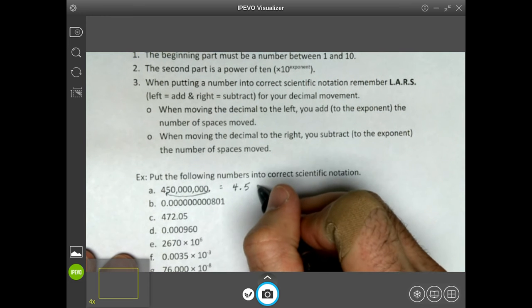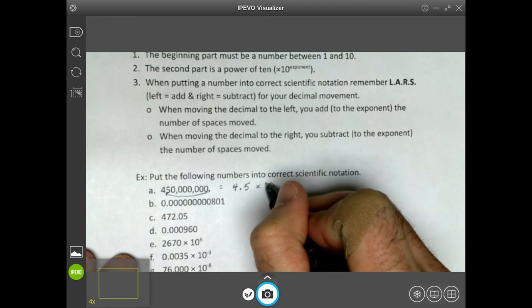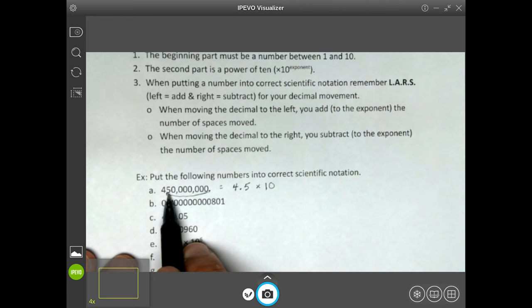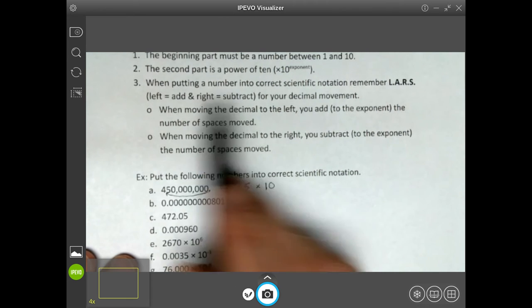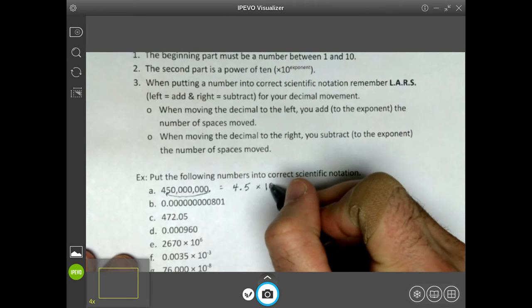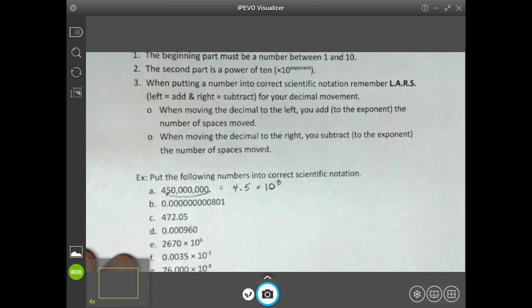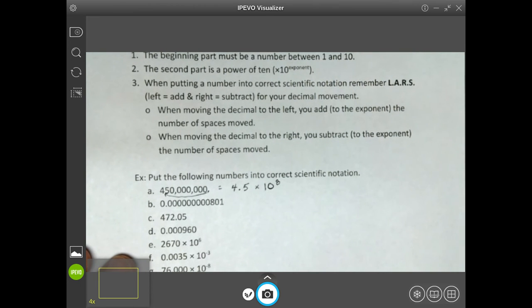So 4.5. Then we do times 10, and we moved it 1, 2, 3, 4, 5, 6, 7, 8 spots to the left. So left add. If there's nothing there, it's going to be positive 8. Good on that? All right.